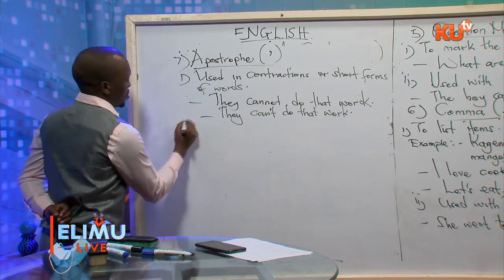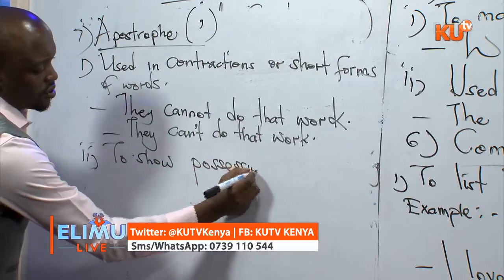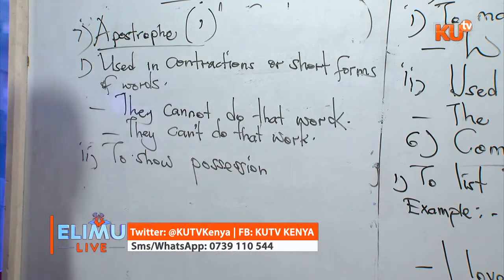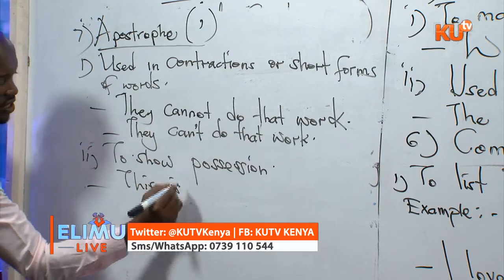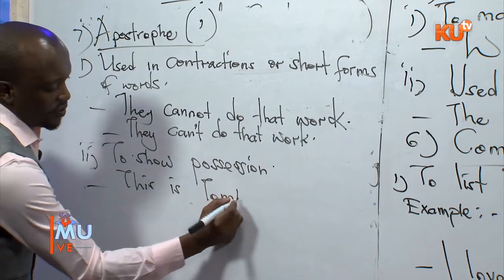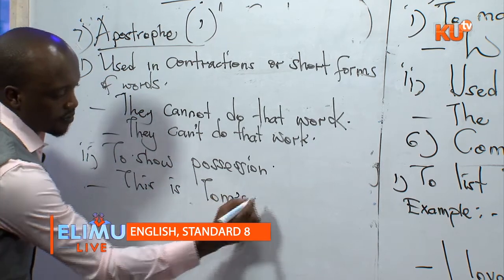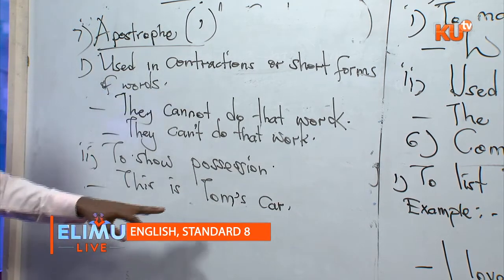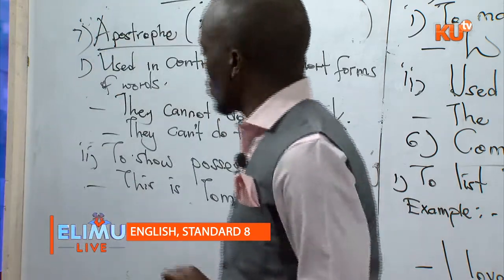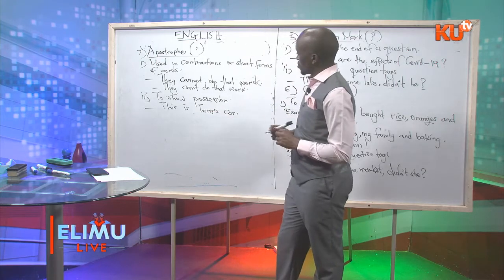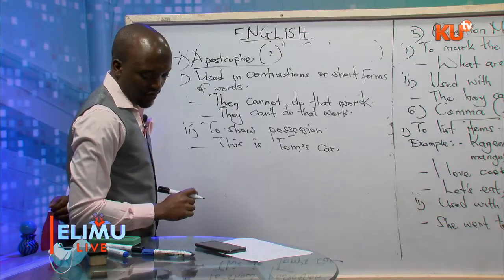They are also used to show possession, or ownership. Like an example I'll give in a sentence. This is Tom's car. So I've used apostrophe here to show that the car actually belongs to Tom. So this is the next use of apostrophe. That is the second use of apostrophe.